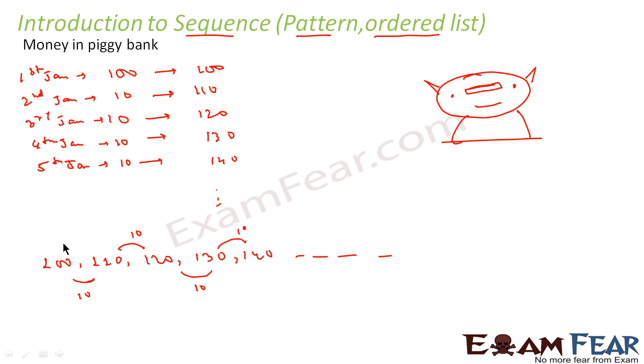We have different kinds of sequence. We'll go through it, but just understand what a sequence is. Sequence is nothing but an ordered list. The list is ordered. It can be in ascending order, that is, increasing, from small to big. It can also be decreasing, from big to small. But this should be in order and should have a pattern. Then it is called a sequence.